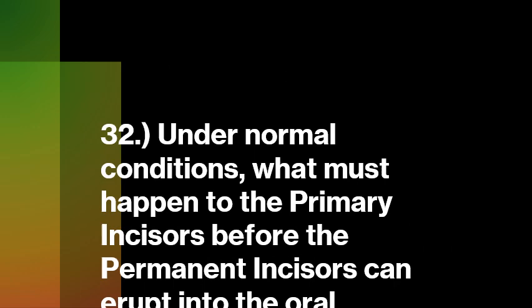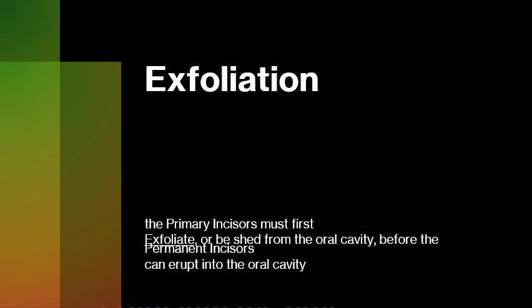Now, under normal conditions, what must happen to the primary incisors before the permanent incisors can erupt into the oral cavity? So before the permanent incisors erupt into the oral cavity, the deciduous incisors need to exfoliate or shed.